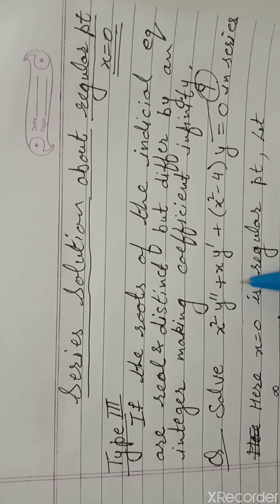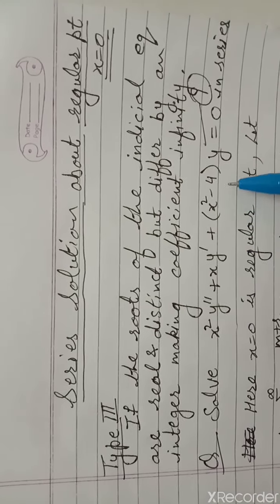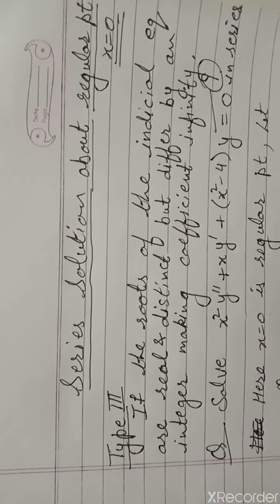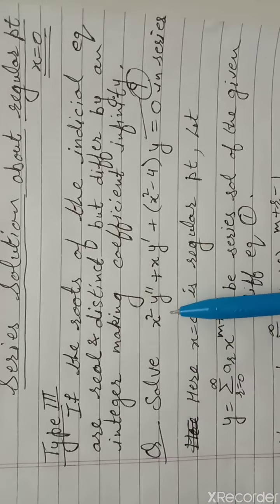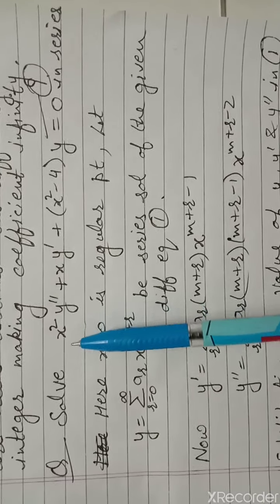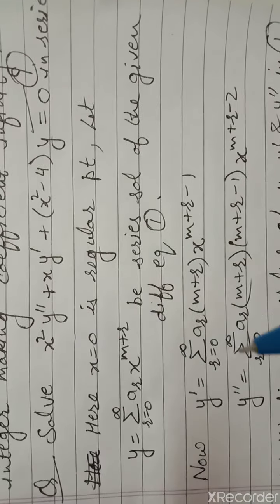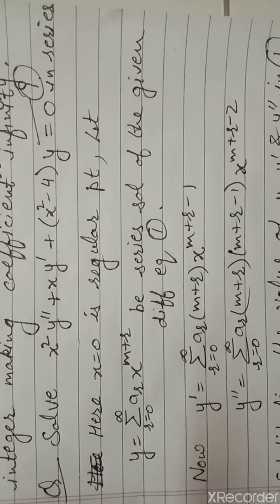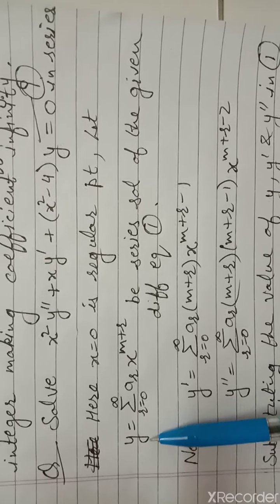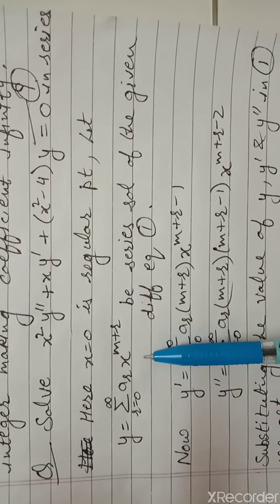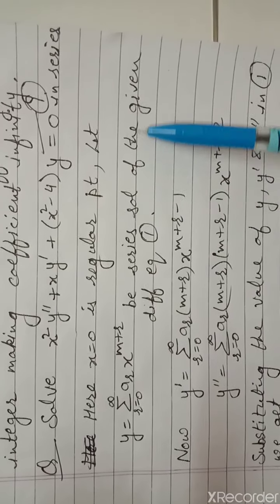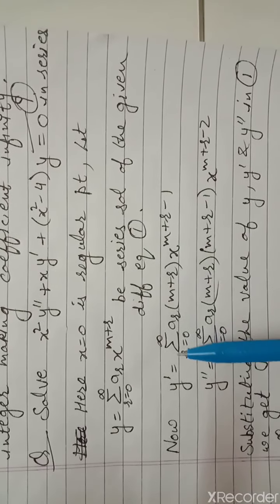Solve x squared y double dash plus x y dash plus (x squared minus 4) y equal to 0 in series. Here you can see x equal to 0 is a regular point because p naught is 0 and the two limits you can check are also finite, so it is a regular point. Therefore we assume this series solution as usual, as the series solution of the given differential equation.